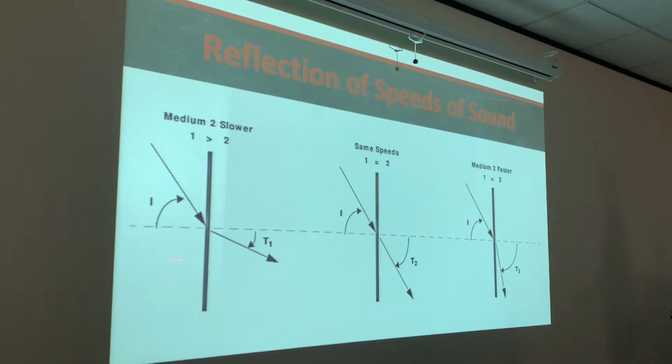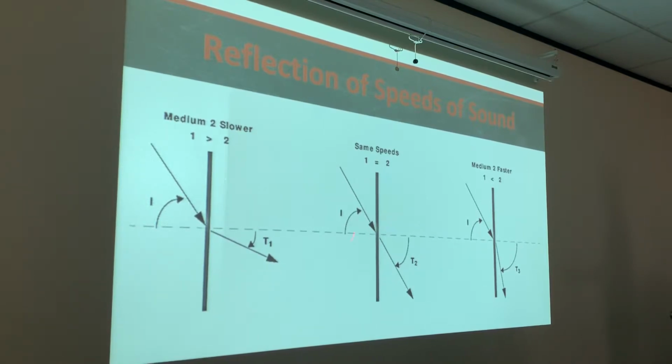Alrighty. Again, here we go again, guys. This is all our pictures side by side. The medium 2, which is our transmission, is traveling slower than medium 1. That means our incident angle is going to be greater than the transmitted angle, right?